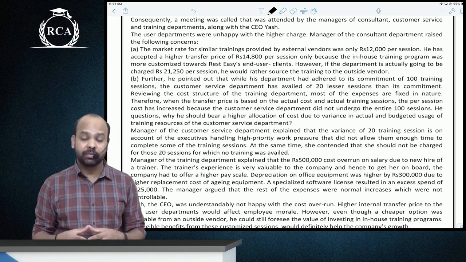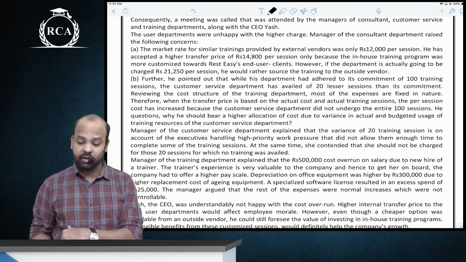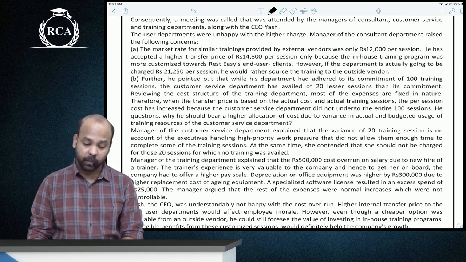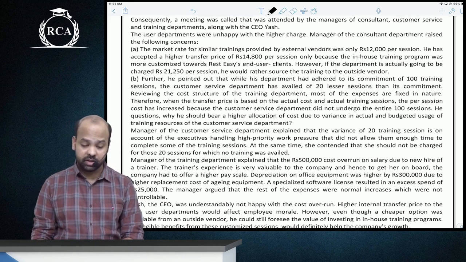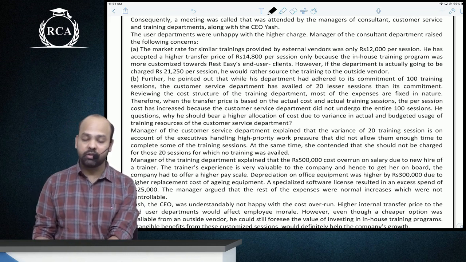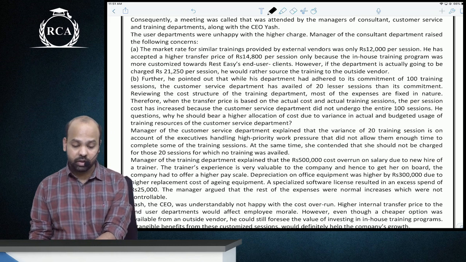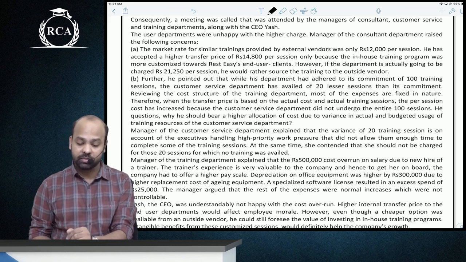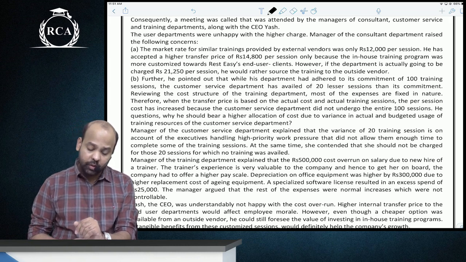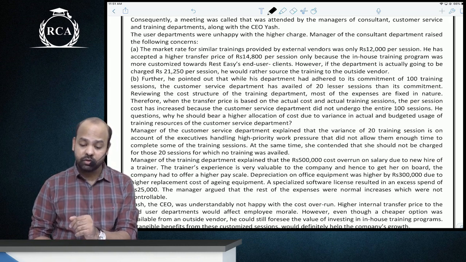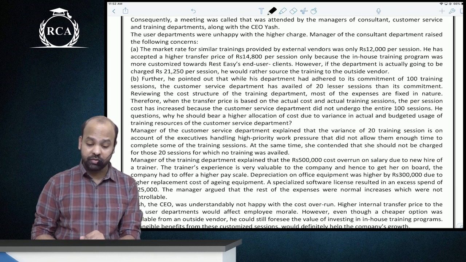the customer service department has availed 20 fewer sessions than its commitment. Reviewing the cost structure of the training department, most of the expenses are fixed in nature. Therefore, when transfer price is based on actual cost and actual training sessions, the per session cost has increased because the customer service did not undergo the entire 100 sessions. He questioned why he should bear a higher allocation of cost due to variance in actual and budgeted usage of training resources.